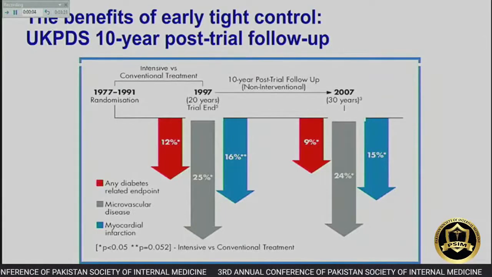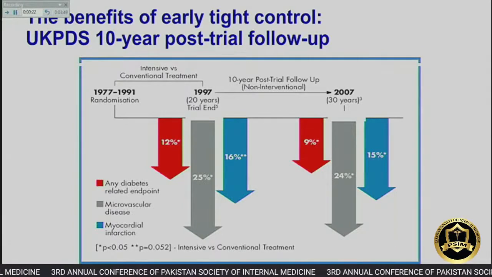UKPDS. Okay, we all agree we have to control diabetes. Full stop. Early diabetes is very important. Somebody who comes to you at 30, 35 years of age is pretty young, he doesn't have symptoms, he doesn't want to control diabetes. The patient says nothing is happening to me, I'll see when it happens. But this is a national culture that is there.